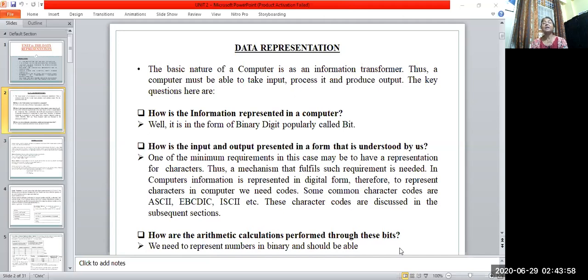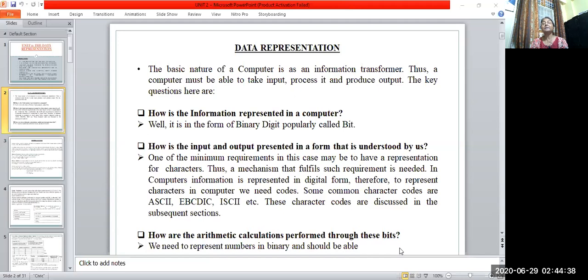Now the question arises: how are the input and output presented in the form of bits, when they need to be understood by human beings, by us? We cannot understand information which is written in the form of binary or given in the form of signals. Information given in binary is only understandable by machinery, by digital devices or digital systems.